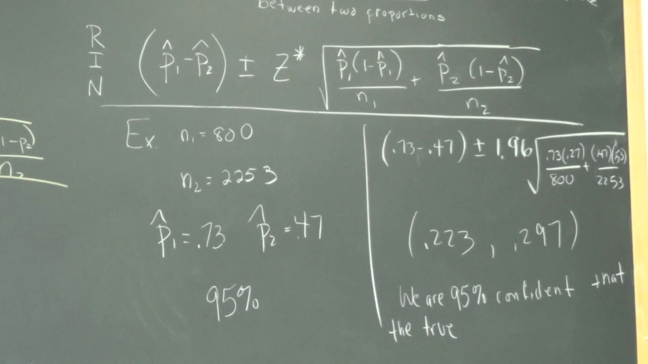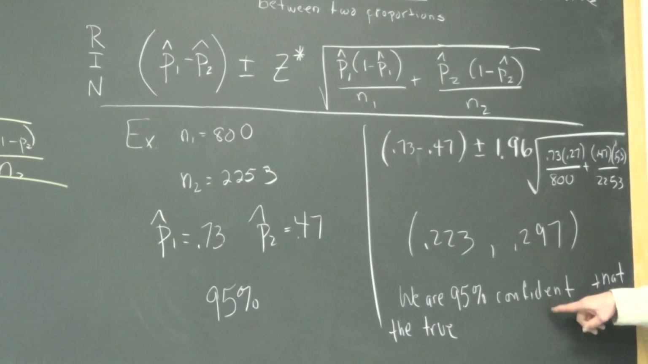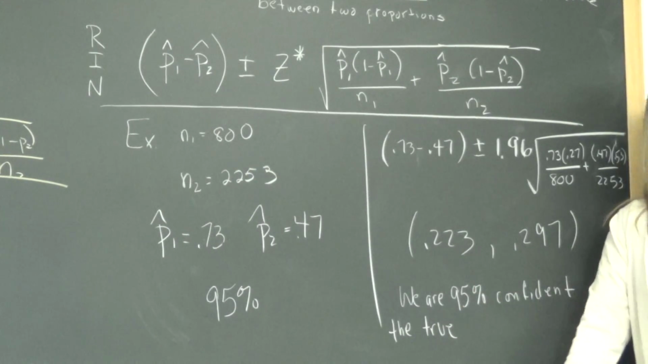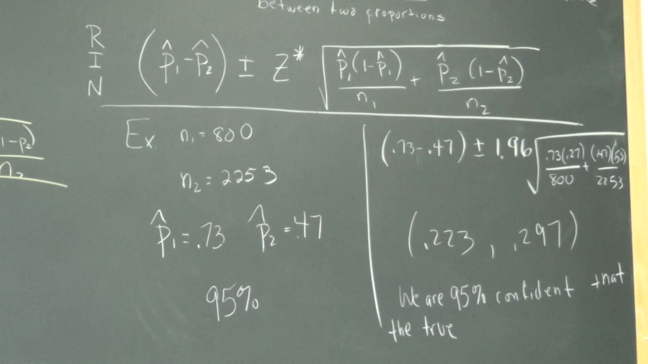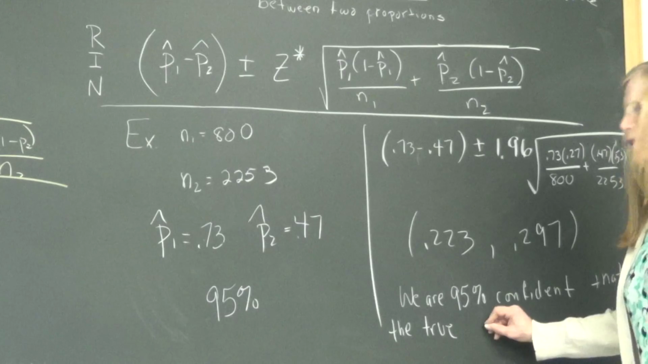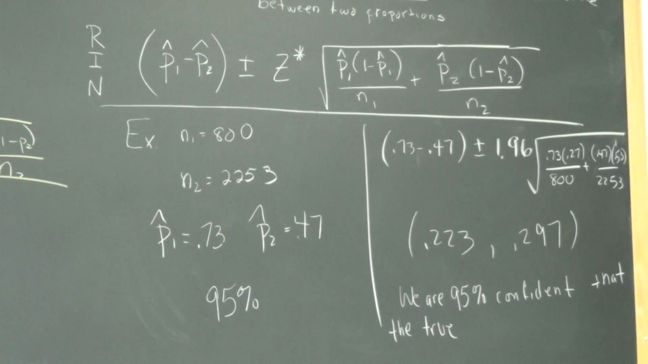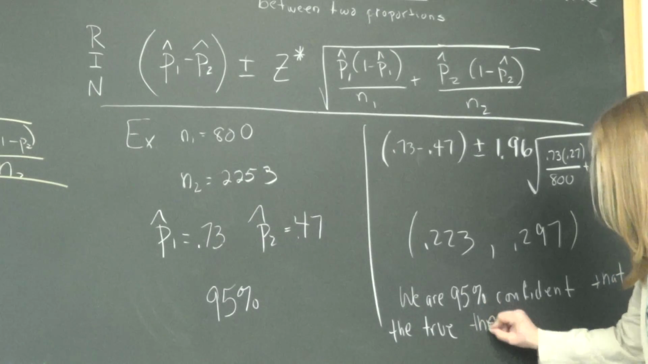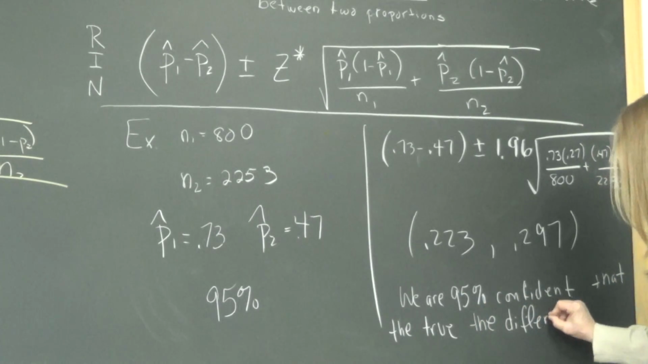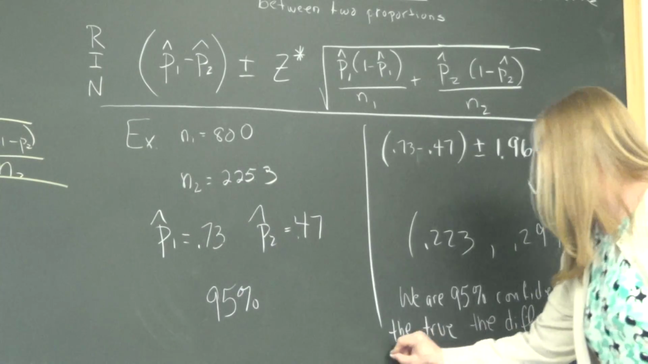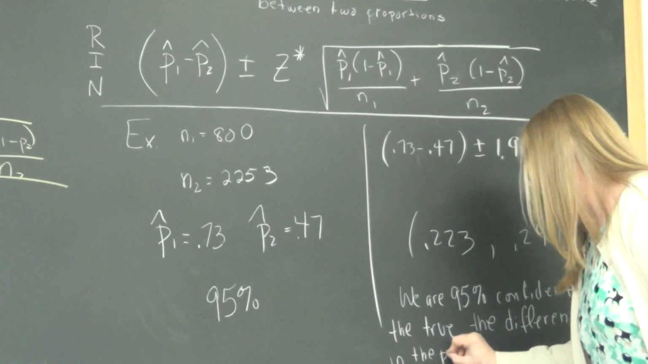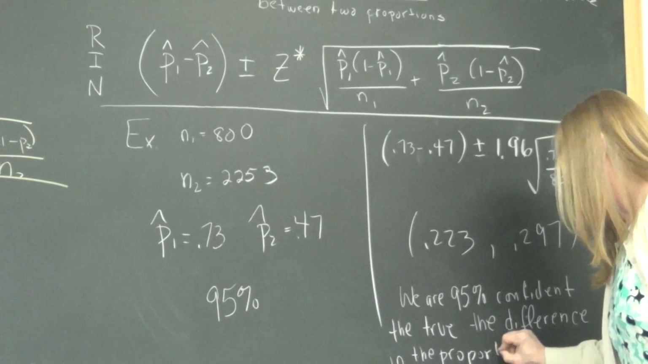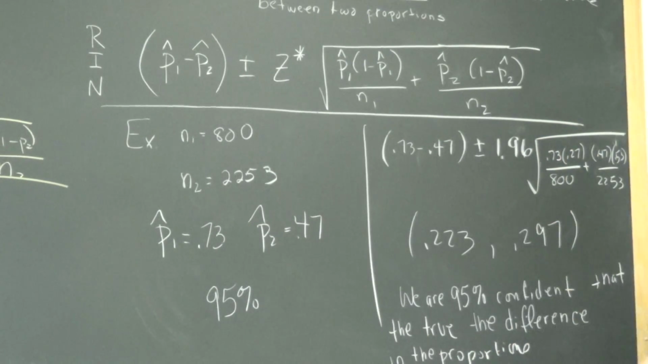What does that mean when it's a confidence interval? Can you finish this statement? We are 95% confident that the true what? Not a probability, but the true what? It's not only proportions, but in this case, the difference in the proportions. The true difference in the proportions is found in this interval.